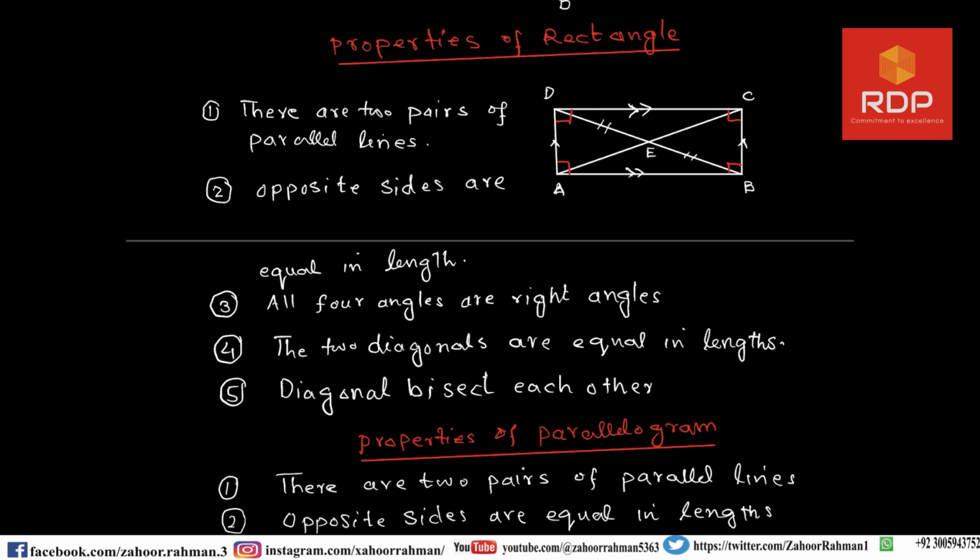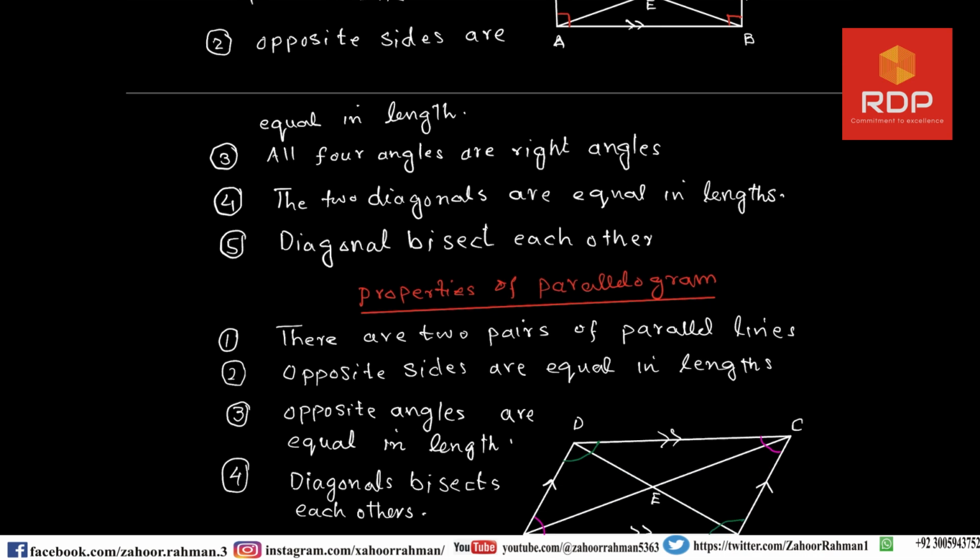Remember, bisect means to cut into two sections. So one diagonal is dividing the other diagonal into equal sections, and the technical name is bisect. Now this one will divide this into equal parts. Remember this one as well, because the first question of the exercise is based on this shape, which is a quadrilateral.